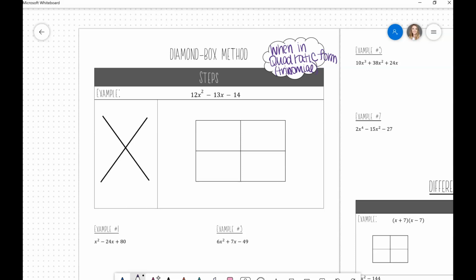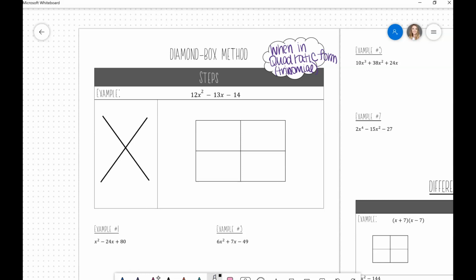Now, a lot of you like to use trial and error when factoring a quadratic, and that's fine. However, when we have an a term that is larger than 1 or has many factors like a 12, it can sometimes make trial and error tough. Same thing here, when you're 14, you have multiple factors that would work.